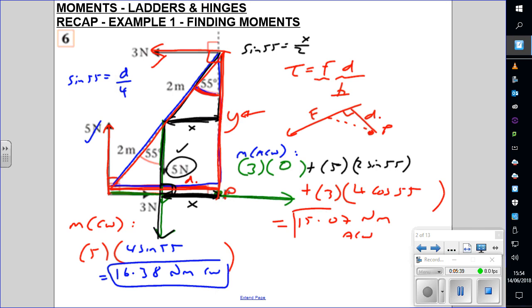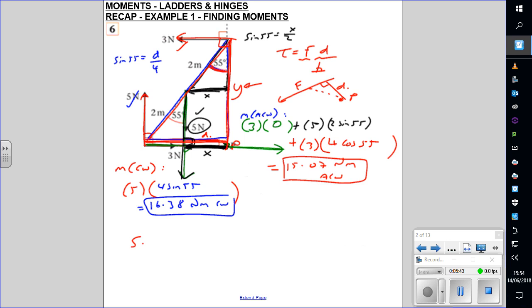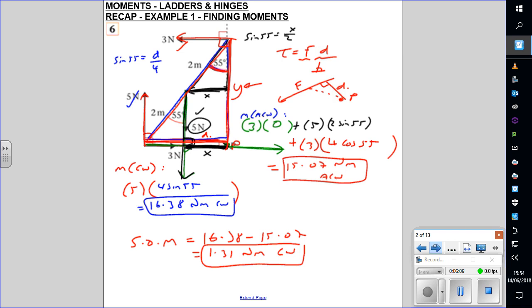So which way is it spinning overall? If you've got some people pushing it clockwise, some anti-clockwise, this is where the sum of moments comes in. So sum, highest take away the lowest, and we see that 16.38 minus our answer is 1.31 Newton meters, and it's going in the majority clockwise, okay? So in the end, it's spinning with 1.31 Newton meters clockwise.